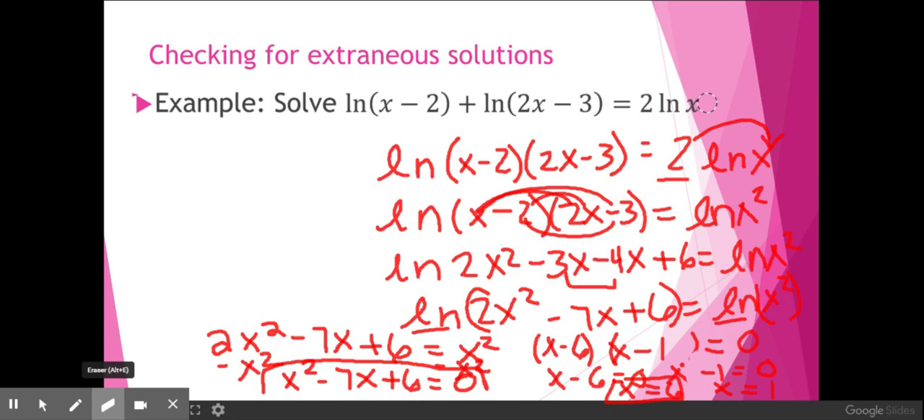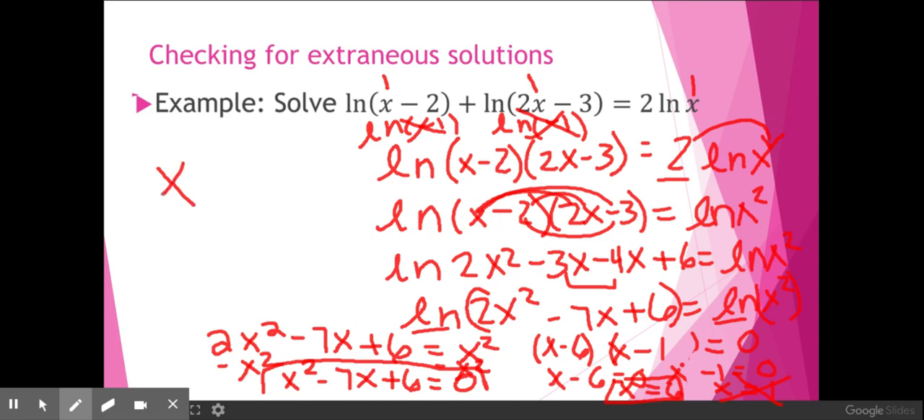Let's try 1. So 1, 1, 1. 1 here, positive number. So that checks out here. 2 times 1 is 2, minus 3 is -1. So here we have the ln of -1, and here we have the ln of -1, which does not work. So that would mean x equals 1 is an extraneous solution, and our only answer is x equals 6.